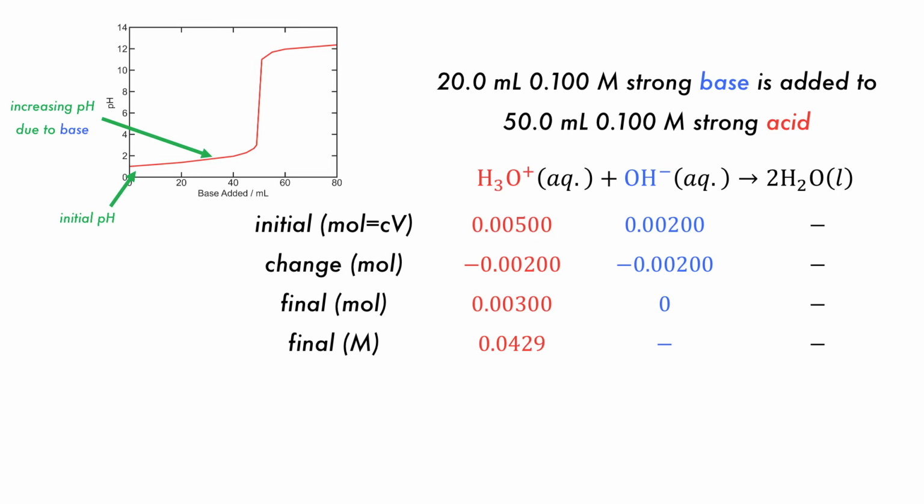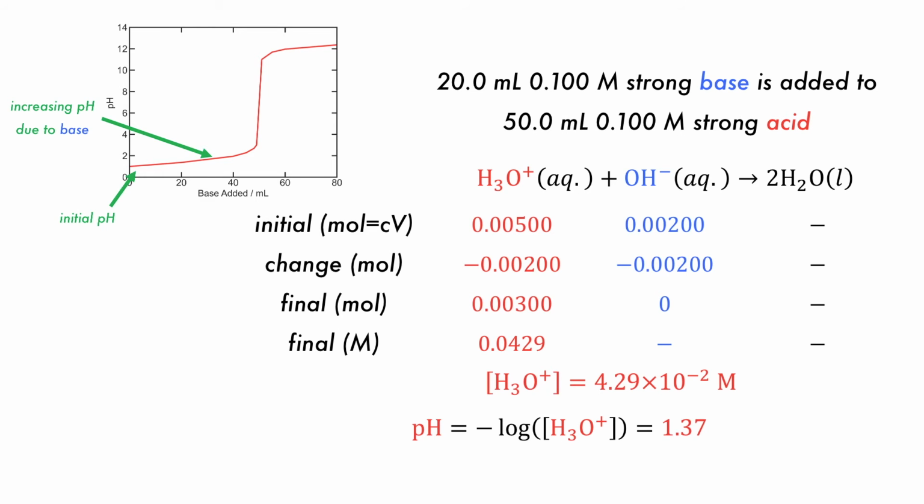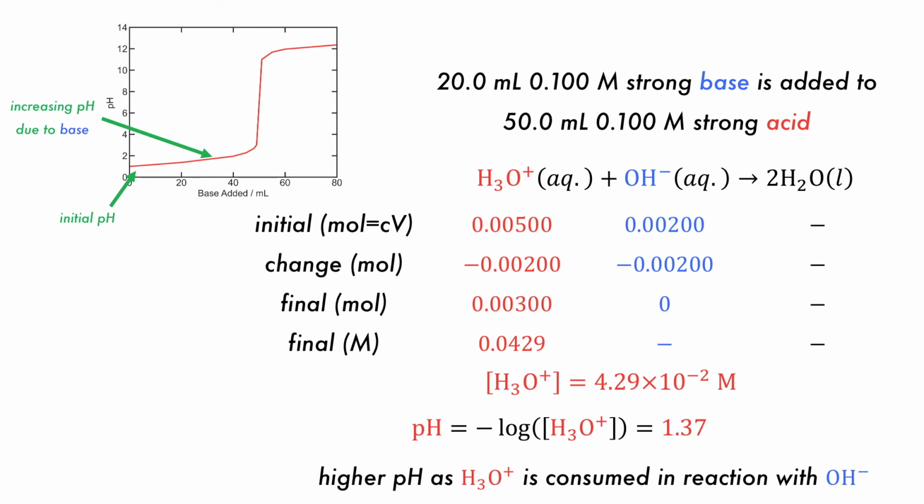This gives us a new proton concentration of 4.29 times 10 to the minus 2, and a pH value of 1.37, which is higher than the starting pH of 1 due to the consumption of the hydronium ion in the neutralization reaction with hydroxide.